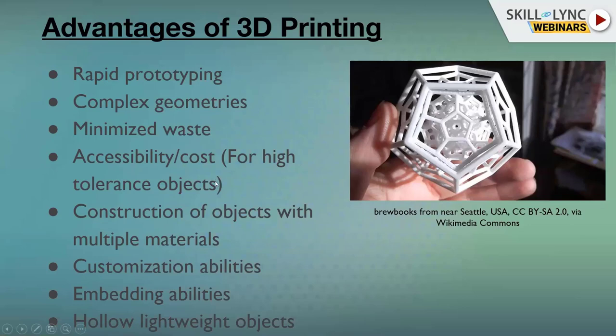Another advantage is construction of objects with multiple materials. Now 3D printing has developed to a level where instead of using just one material, you could use two materials to build an object, using different materials in different parts of the object. It might sound not interesting, but it's very important in certain technologies where you want different materials in different parts of the object because that's how they conduct certain processes where these objects need to be used.